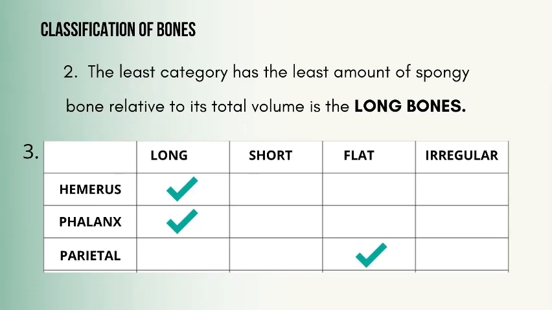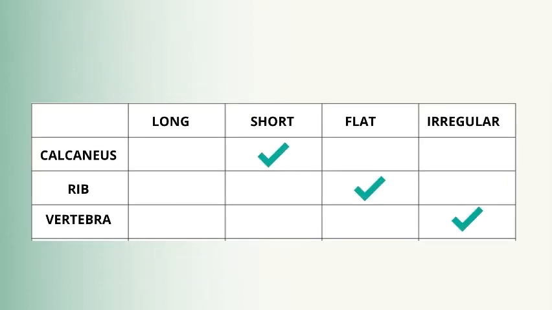So we have here number 3, a graph. I am going to classify each of the bones in the following chart into one of the 4 major categories by checking the appropriate column. We have humerus, that is a long bone, phalanx, a long bone, parietal, that is a flat bone, calcaneus, that is a short bone, rib is a flat bone, vertebra is an irregular bone.